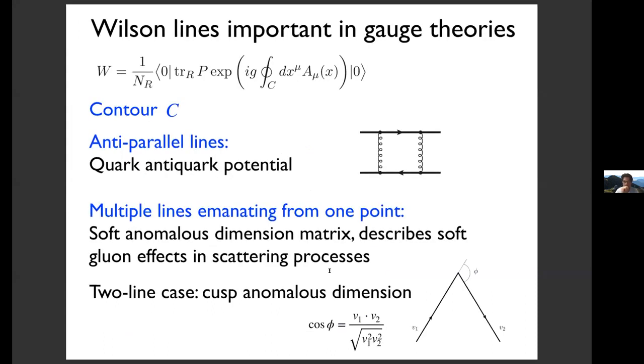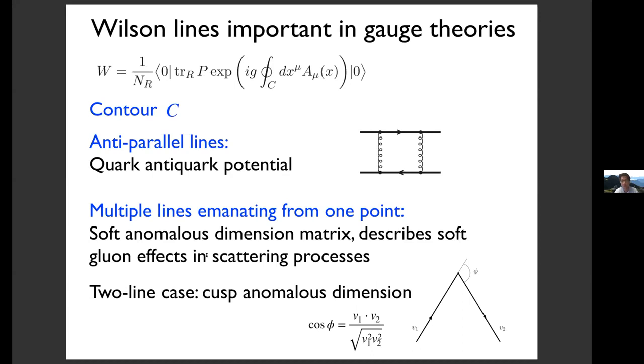So here's the definition of a Wilson loop with a path-ordered exponential, and what determines to which physical phenomenon this is related is the contour C. And I think a famous contour is that of having antiparallel lines, from which you can compute the quark-antiquark potential, just these Wilson lines representing static quarks.